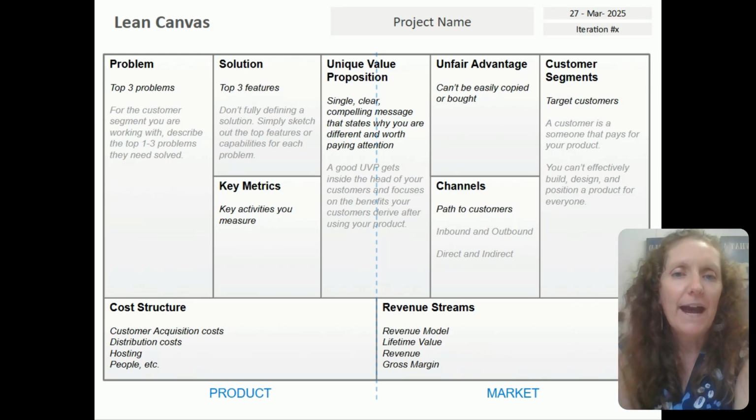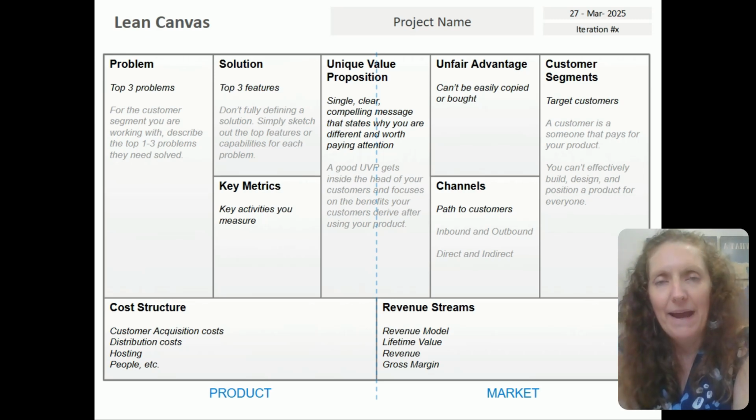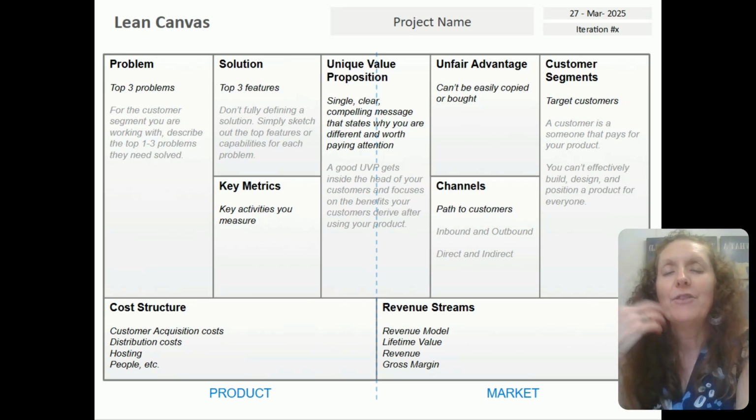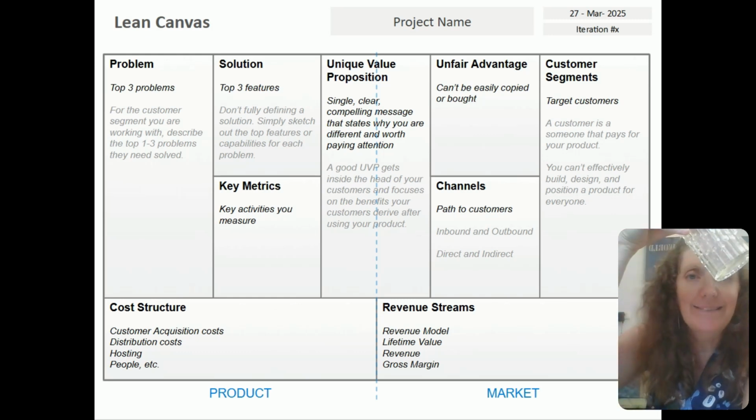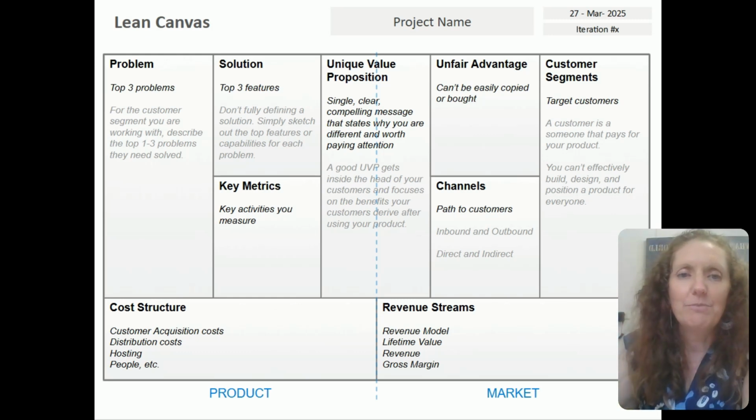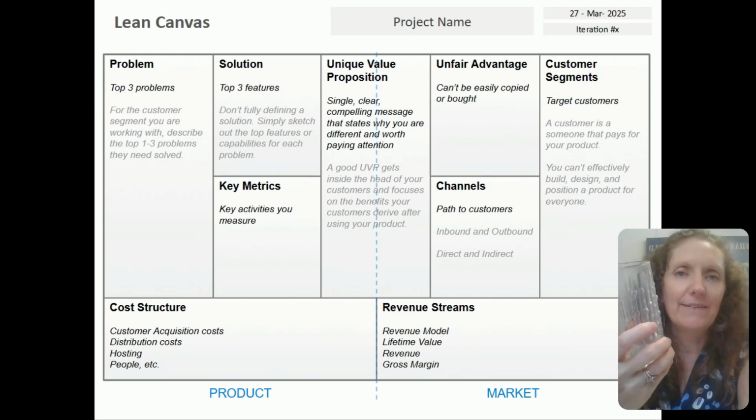And then what are your channels to market? What is your pathway to your customers? This can be inbound or outbound. It might be direct or indirect. So this could be, for example, if you're selling a hard product, like a physical product, like a glass, your distribution channels. Where are you getting this from and how is it getting to your customer?